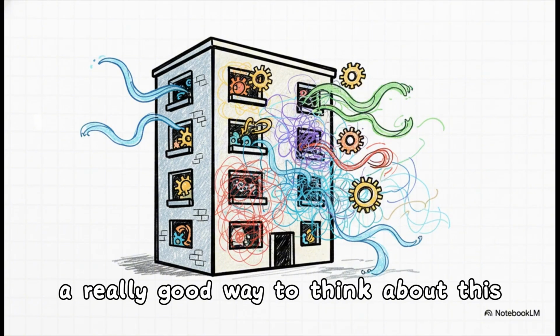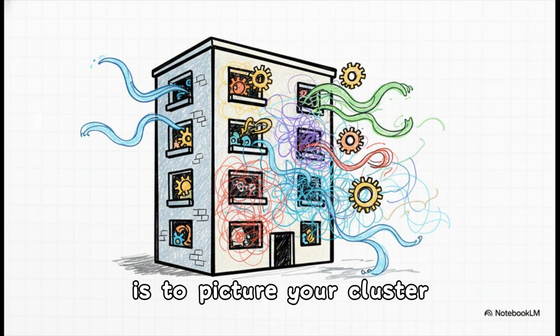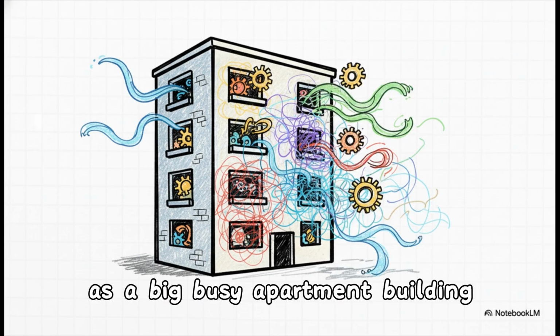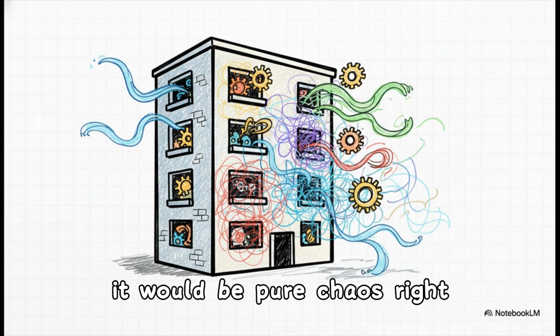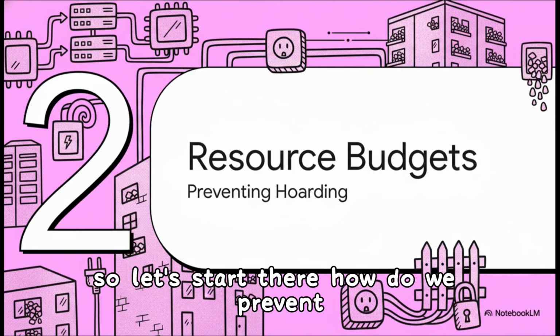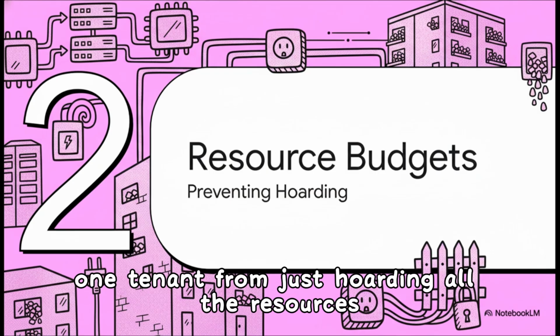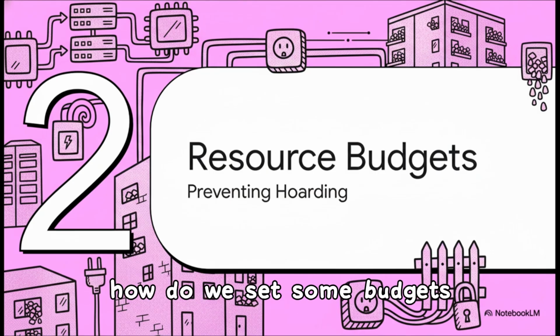You know, a really good way to think about this is to picture your cluster as a big, busy apartment building. Seriously, without any rules, it would be pure chaos, right? So let's start there. How do we prevent one tenant from just hoarding all the resources? How do we set some budgets?